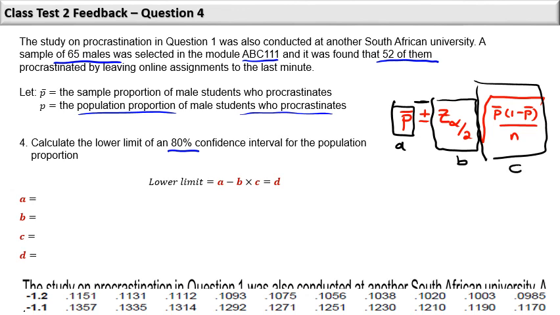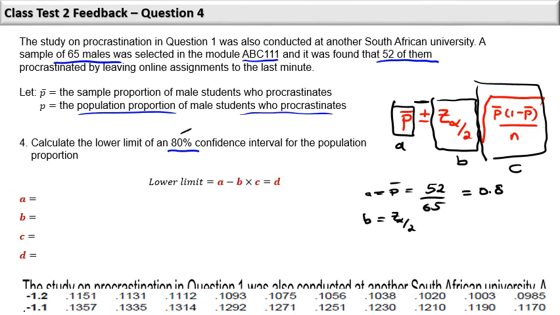So now it's time for us to do our rough work. You know that A is your P bar. A is equal to P bar. And what is your P bar, the sample proportion? You are told that 52 out of the 65 males procrastinate. So that means your P bar is 0.8. Now your B is your Z alpha over 2.